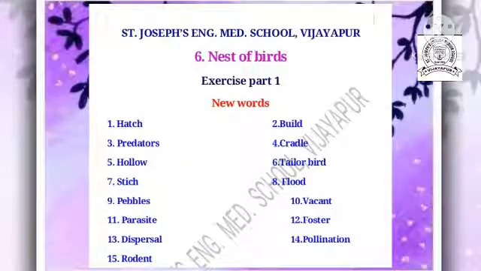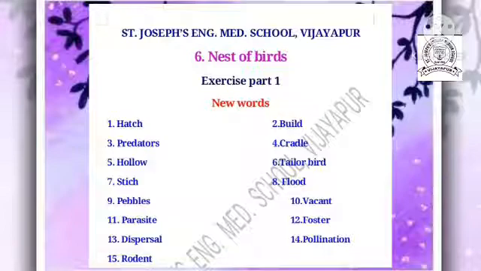First one is hatch. Hatch means what? When the bird lays the eggs. After laying the eggs, the bird sits on the eggs for warmth. So it is a hatch. Next one, build. Build means what? To construct. All birds can build their own nest.